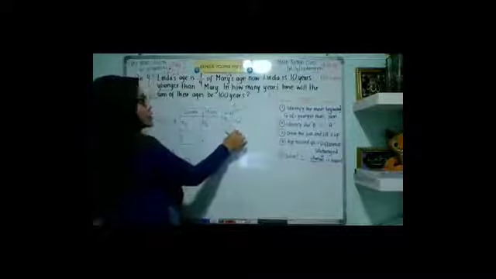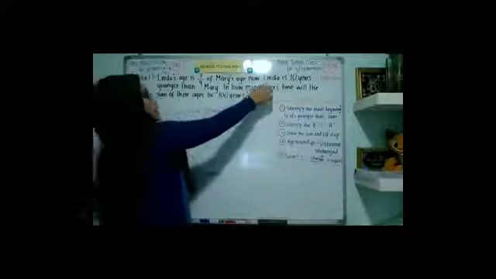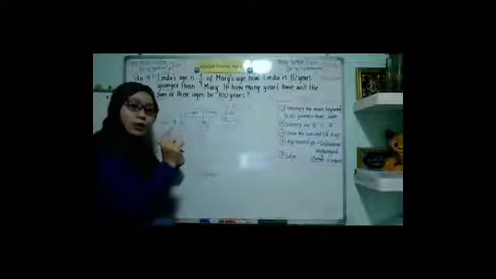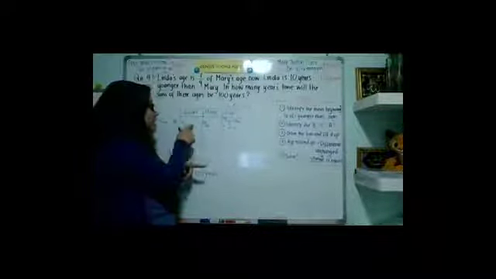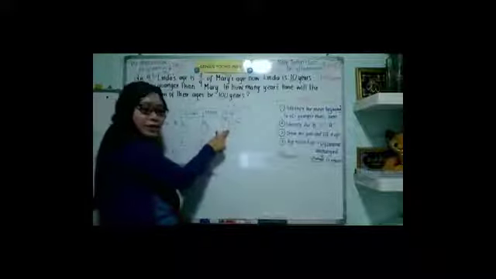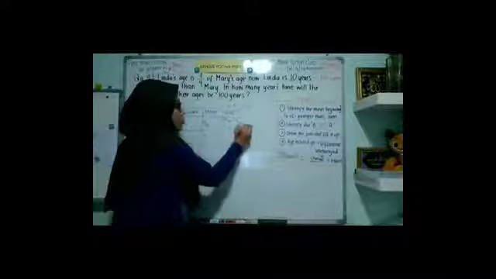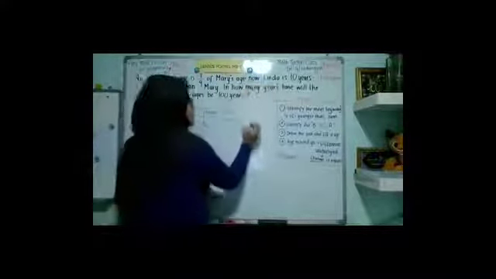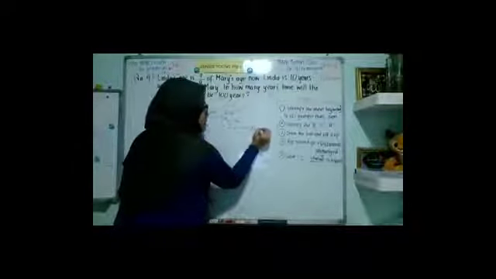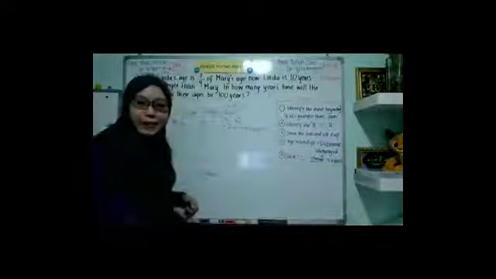After finding 2 units, then I look back. Linda is 10 years younger than Mary. So I look back here. Linda 7 units, Mary 9 units. Yes, Linda is actually lesser than Mary. How many units lesser? 2 units. So 2 units is actually 10 years. We got 1 point already, right?